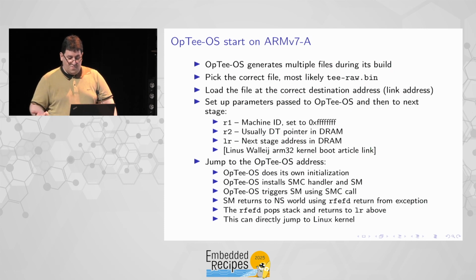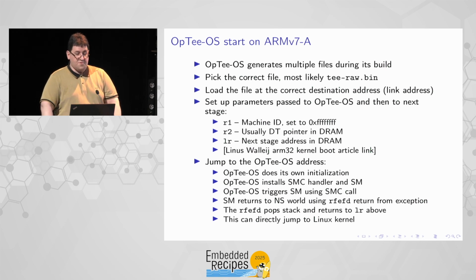Some have a header in front of them, some are ELF, executable and linkable format, these kinds of things. I picked the tee-raw.bin because this is literally a build of OP-TEE OS linked to a specific address without any headers or other stuff. This file has to be loaded to the link address because it's linked to that specific address. And then it is actually enough to jump to it and it will do something, but it expects 5 registers to be set up correctly to actually do something meaningful.